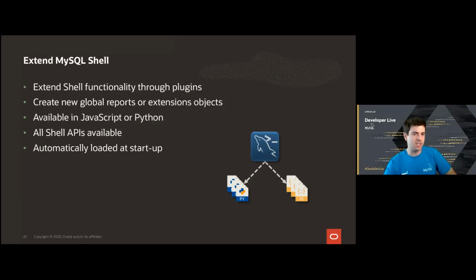One of the features that makes Shell really a modern client: you can extend it. You can write plugins or extensions to the MySQL Shell, and that's available in JavaScript and Python. And you have the whole set of Shell APIs and utilities available for your plugins and extensions. And of course, you can create those at runtime while you're running Shell, but probably what you're going to want is to persist them on disk and then make them automatically loaded at startup with Shell, and that's actually the most common way to do it.